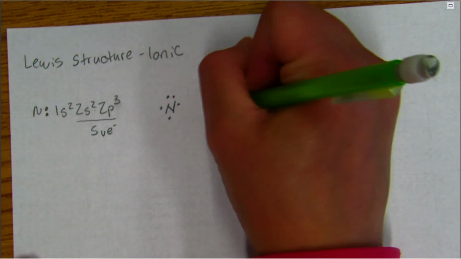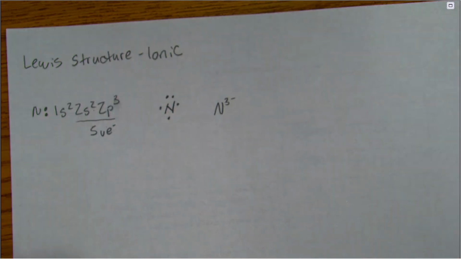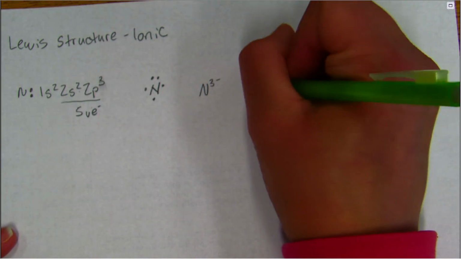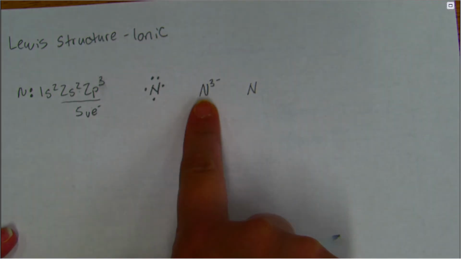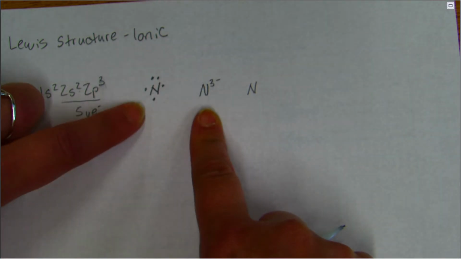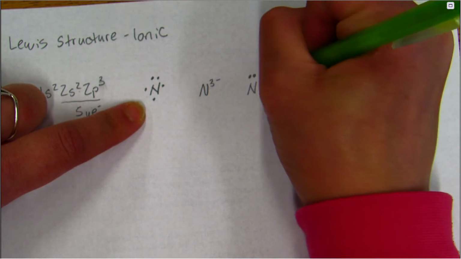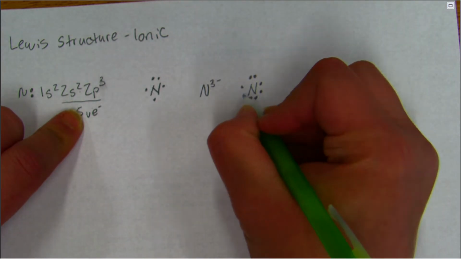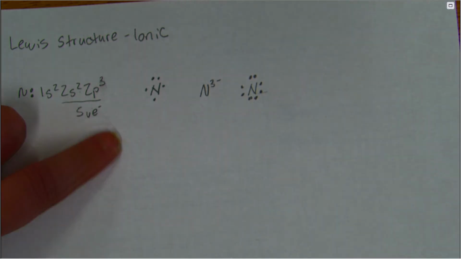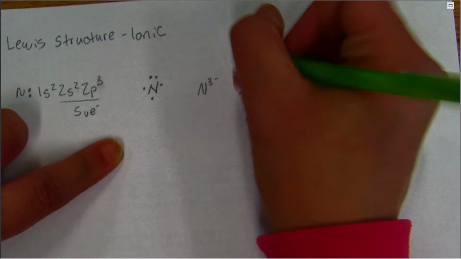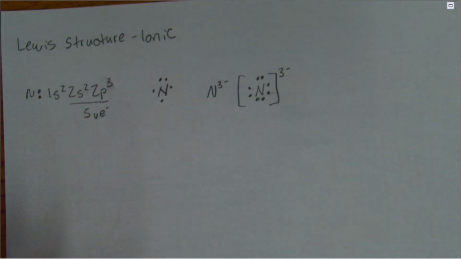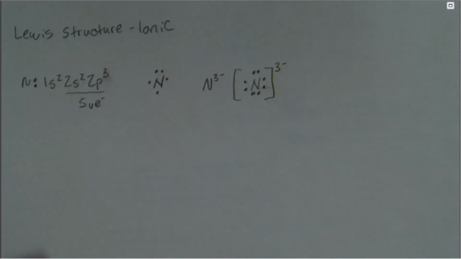Now, we've already learned that nitrogen gains 3 electrons to form nitride. So if nitrogen gains 3 electrons, what is going to be the Lewis structure of nitride? If it starts with 5 and it gains 3, it now has 1, 2, 3 plus the 5, so it has 8 total electrons. We are going to put that in a bracket with a 3 minus as a superscript.